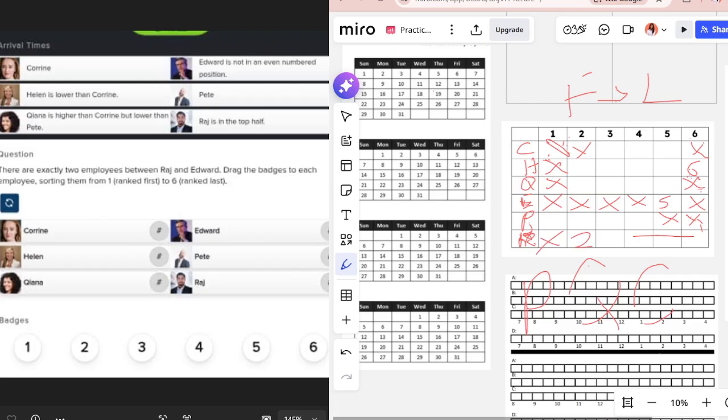See, very beautiful. We are solving it. We have only one person left for number 1, so we have Pete as number 1. So we have number 1, number 2, and number 5. We are left with number 3 and number 4, which are Kiwana and Corinne. What do we know? Kiwana comes before Corinne. So Kiwana is number 3 and Corinne is number 4. Voila, we are done. Next question.